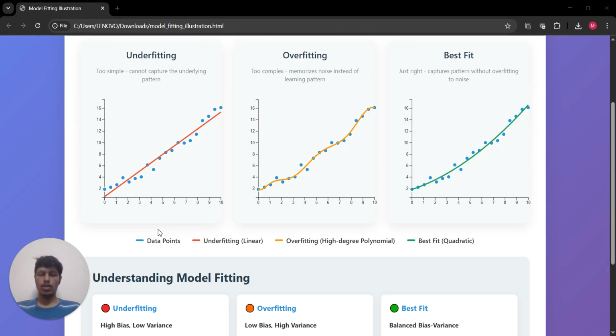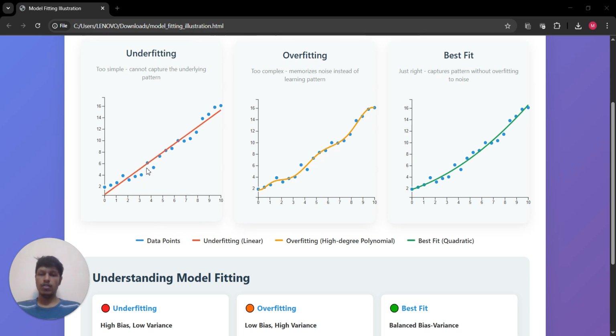Hi, this is Mohan. I'll be explaining the phenomenon of underfitting and overfitting during a machine learning training process in this video. At first, if you look at underfitting, this particularly happens when the learning model is too simple to capture the underlying data.